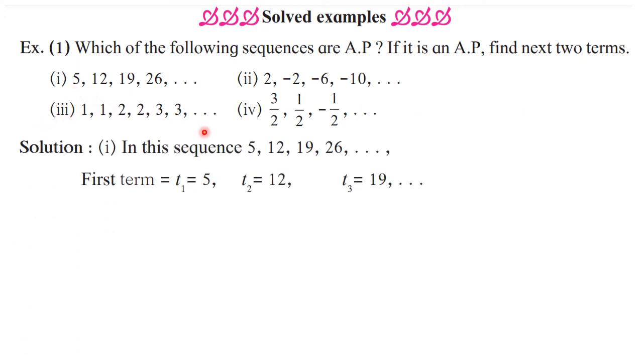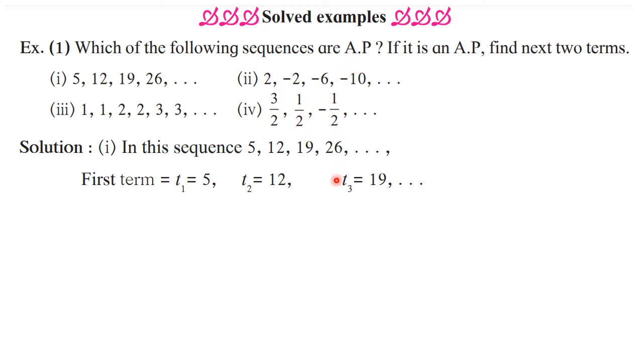Okay, 5, 12, 19, 26. So what we can say here is the first term, that means T1, is 5. Second term T2 is 12. Third term T3 is 19. Always you need to write this: what is T1, what is T2, what is T3. Now here we have to decide whether it is an AP or not.